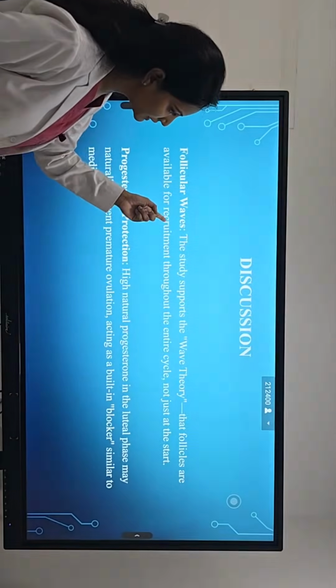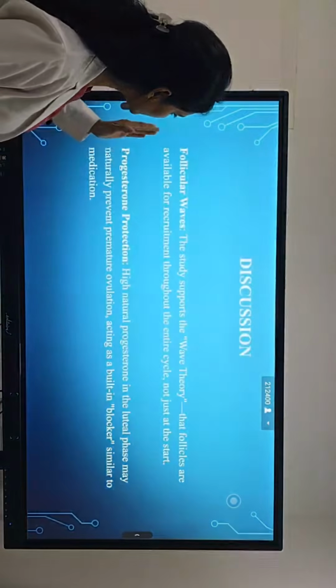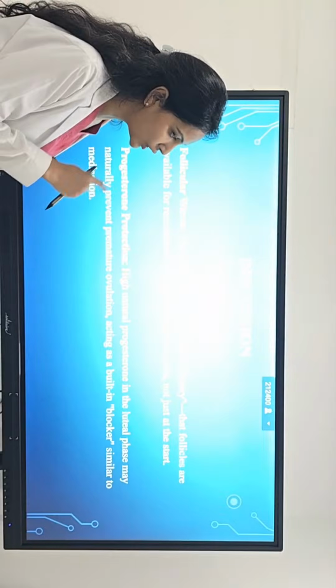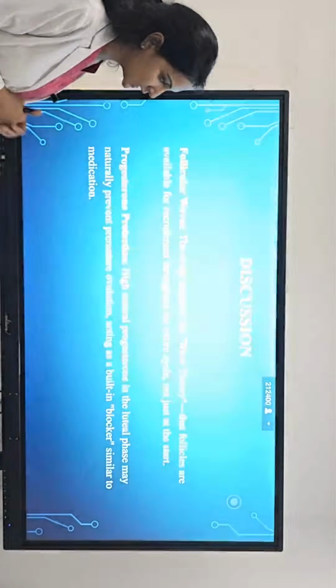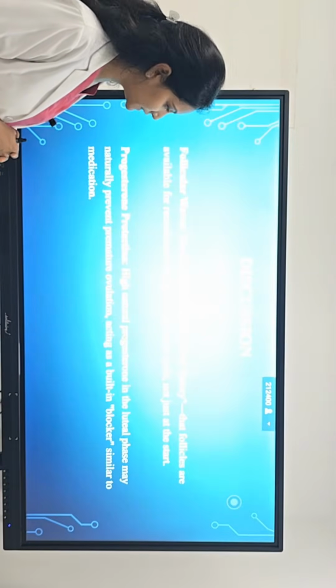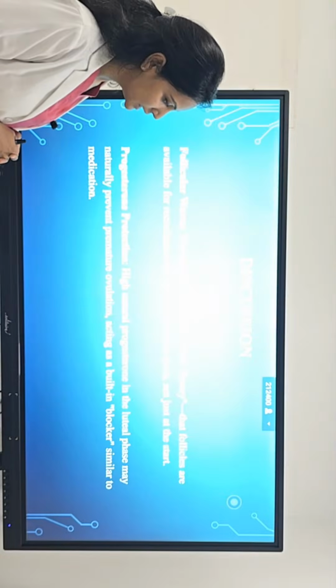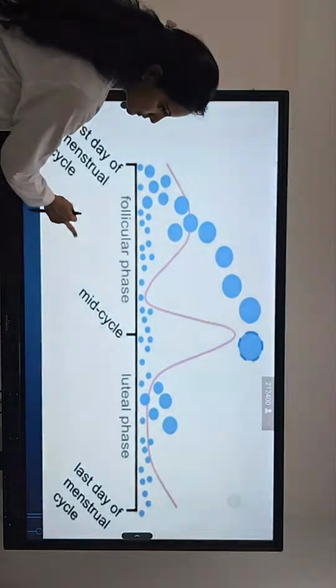So what is the follicular wave? The study supported that wave theory. The follicles are available for recruitment throughout the entire cycle, not just at the start. The second thing is progesterone protection. High natural progesterone in the luteal phase may naturally prevent premature ovulation, acting as a built-in blocker similar to medication.